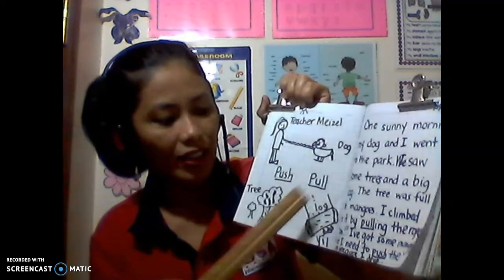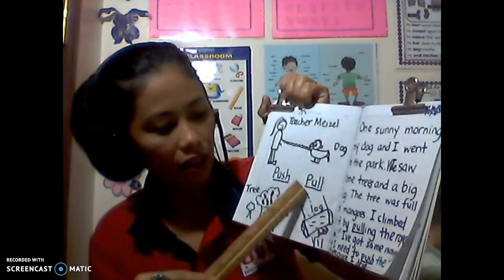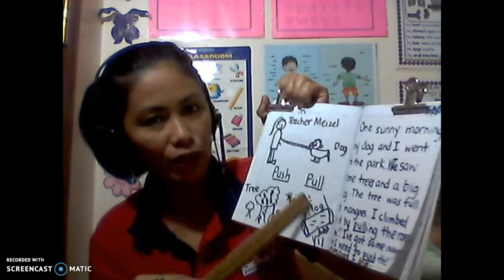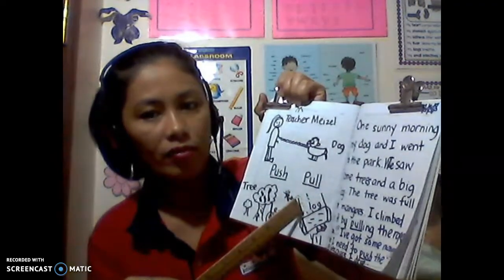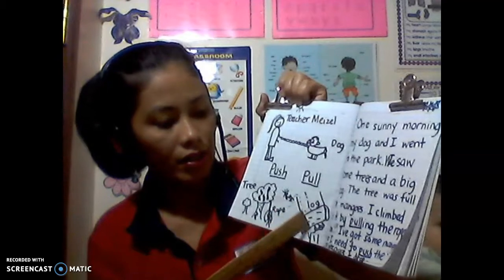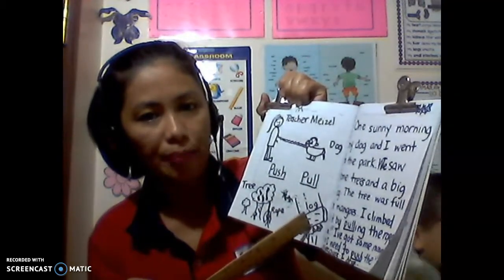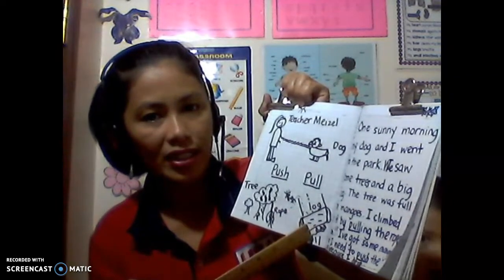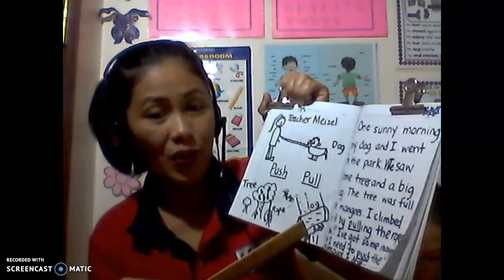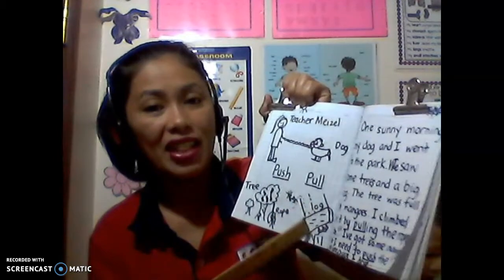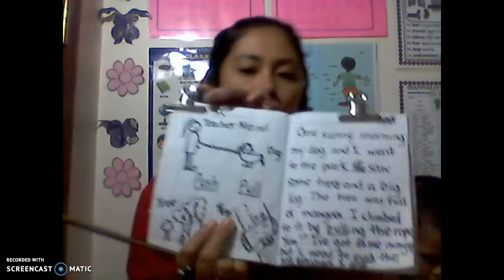Oh, very good. How about here? There's a log, like a big chunk of tree. It's blocking the way. Should I pull it or should I push it? I can either push it or I can pull the log. Okay, so you want to hear a story?